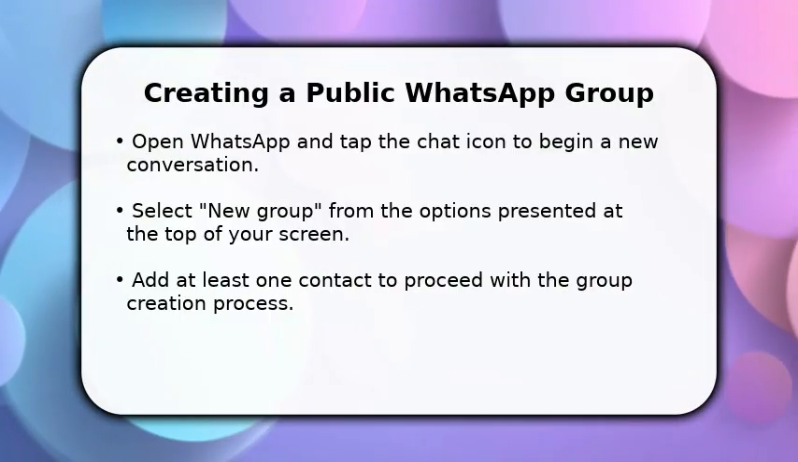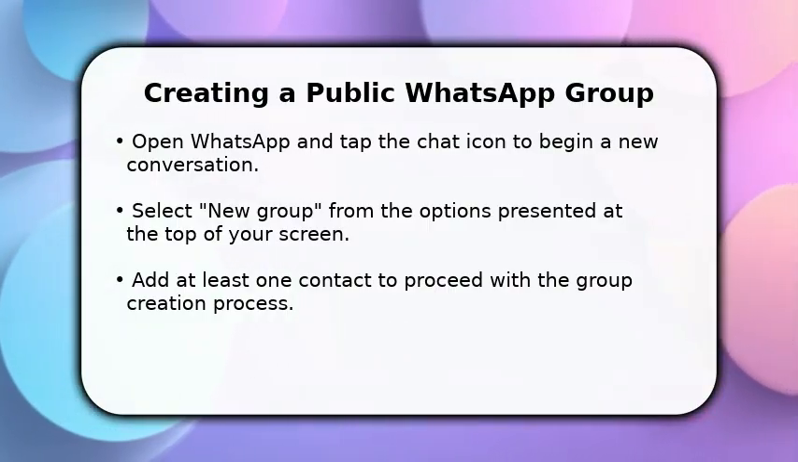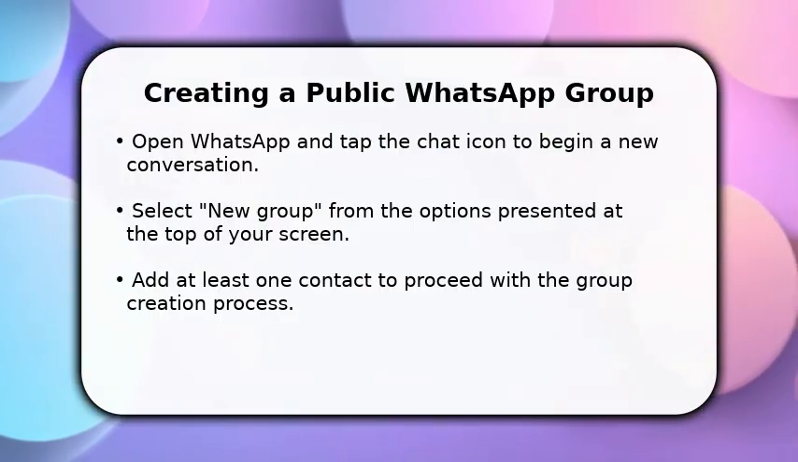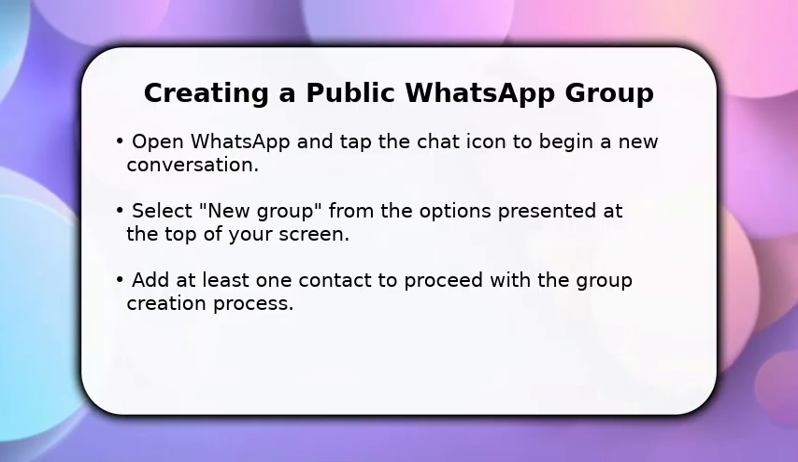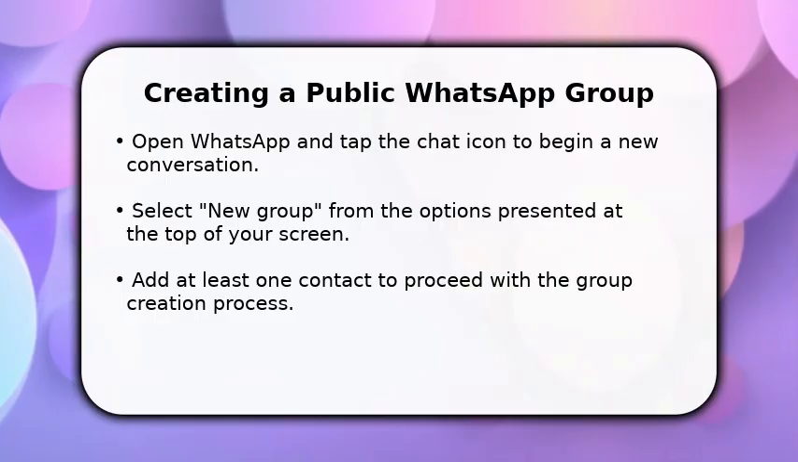In this video, I will explain how to create a public WhatsApp group. First, open your WhatsApp application and tap the chat icon to start a new conversation. Next, select New Group from the top of your screen. You'll need to add at least one contact to get started.